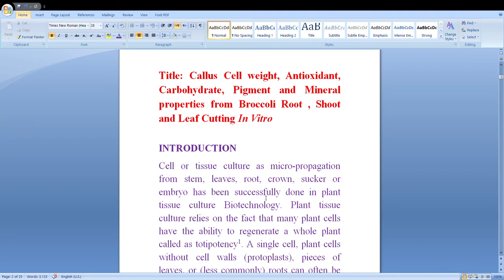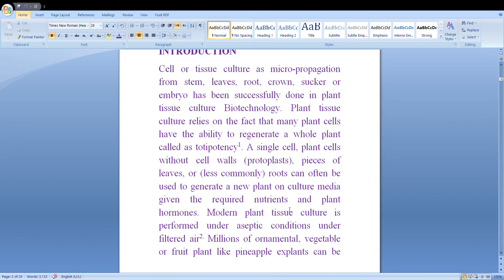callus tissue culture as micropropagation from stem, leaves, roots, crown, sucker or embryo has been successfully done in plant tissue culture biotechnology. Plant tissue culture relies on the fact that many plant cells have the ability to generate whole plants, called totipotency. A single plant cell without cell walls, called a protoplast, or pieces of leaves, less commonly roots, can often be used to generate new plants on culture media given the required nutrients and plant hormones.